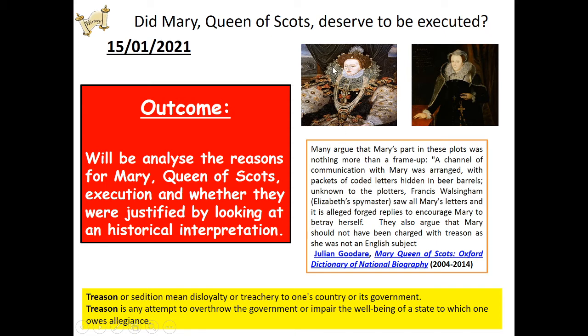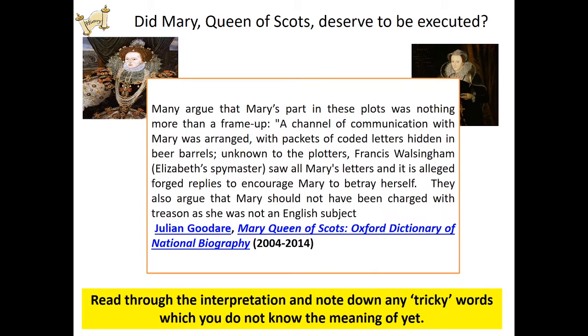Okay, so we've got Elizabeth I on the left-hand side up here and Mary Queen of Scots, her cousin, on the right-hand side. And one of the key words that we're going to be looking at today is this one down here in the yellow box. Treason means disloyalty or treachery to one's country or its government, often to overthrow the government. So in this case here, we're looking at someone trying to overthrow, possibly kill, Elizabeth I. So we're going to look at some plots today.